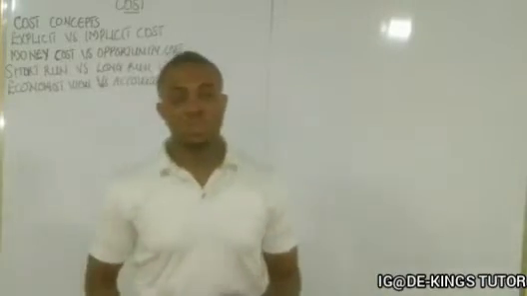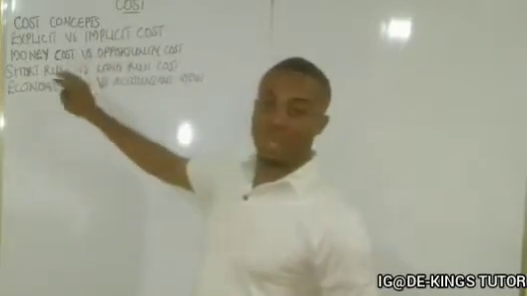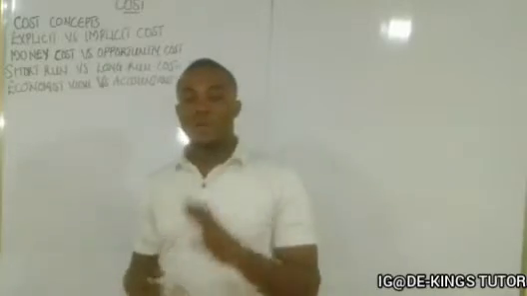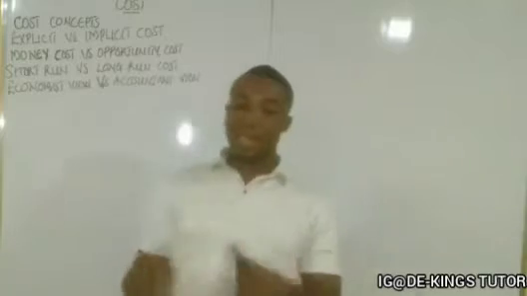Now today we want to see cost in economics. We're going to look at different aspects of the cost concept: explicit versus implicit cost, money cost versus opportunity cost, short run, long run, economist's view, and accountant's view of cost.